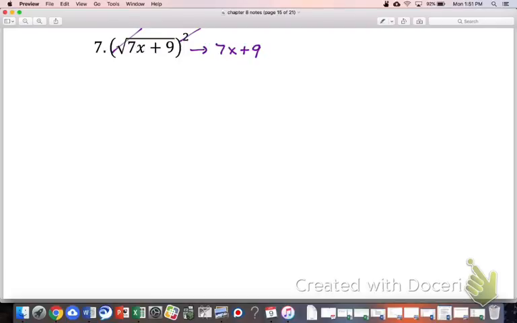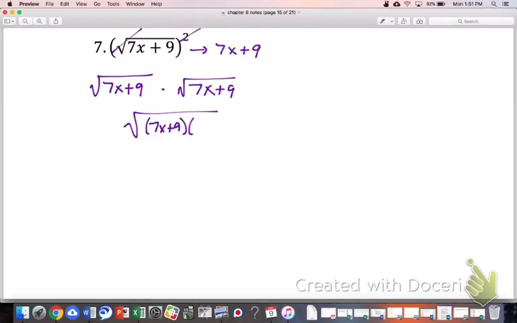Squared means two things being multiplied together. So you could write it as the square root of 7x plus 9 times the square root of 7x plus 9. Listen, please. And like we've been doing before, I've got two factors in there, and we're looking for pairs of like factors, and there's two like factors right there. So if you've got two like factors inside, they come out as just a single. And so then at this point you could say, well, this just simplifies down to be 7x plus 9.